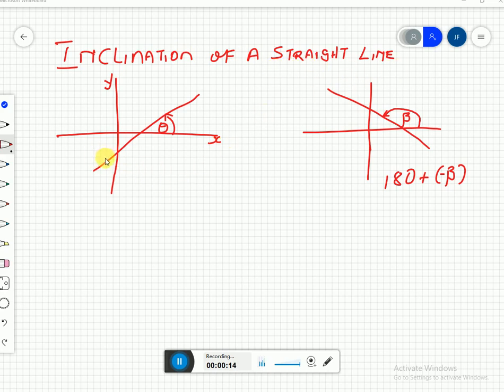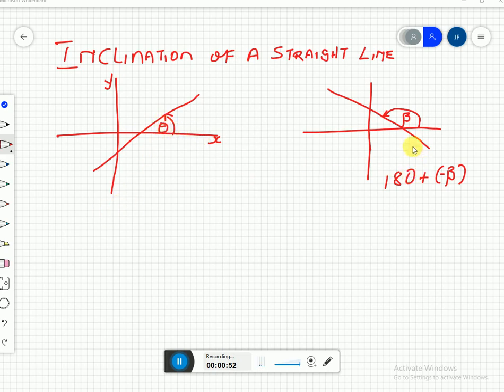The inclination of a straight line is an angle. This angle is called the inclination. That angle is formed by a straight line and also the x-axis. It must start from the x-axis. So remember, on a Cartesian plane, you have y and you have x. Then this angle here, which is formed between the straight line and also the x-axis, is called the inclination.